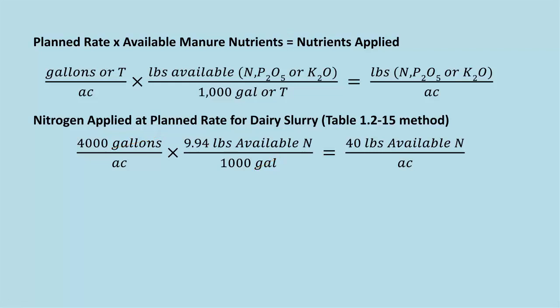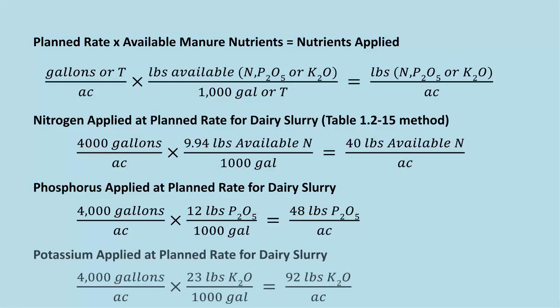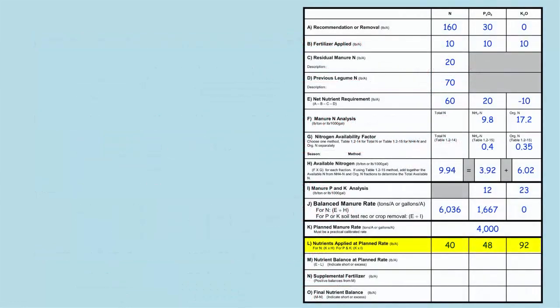applied after rounding. For P, 4,000 gallons per acre times 12 pounds P2O5 per 1,000 gallons is 48 pounds P2O5 per acre applied. For K, 4,000 gallons per acre times 23 pounds K2O per 1,000 gallons gives 92 pounds per acre K2O applied. We enter the nutrients applied at the planned rate into this row of the balance sheet.